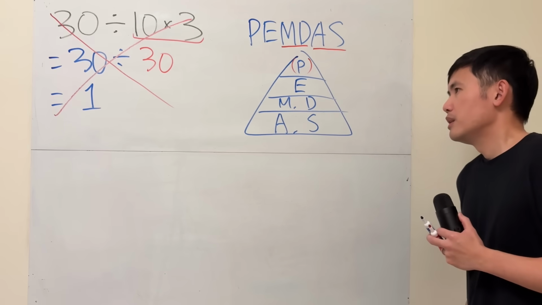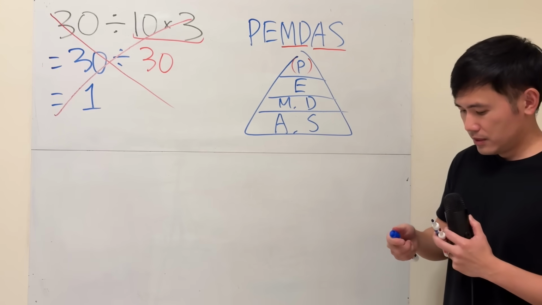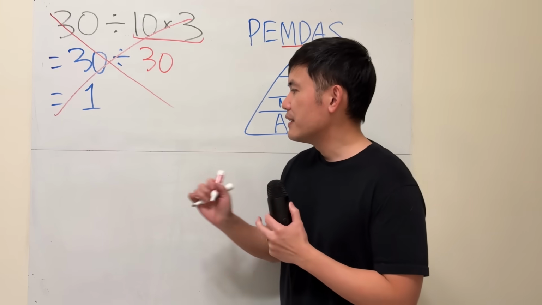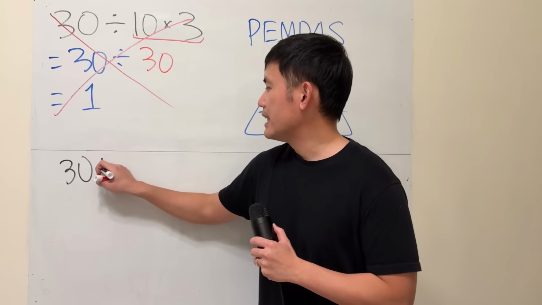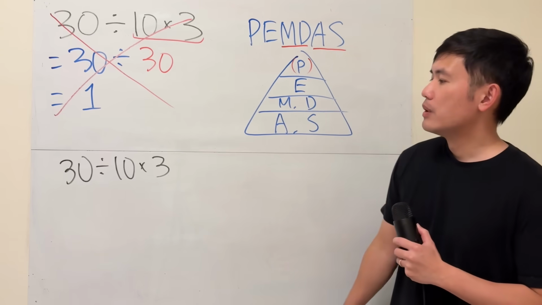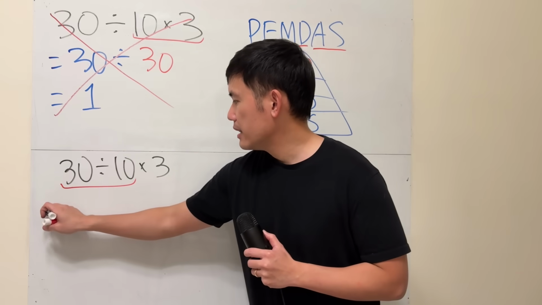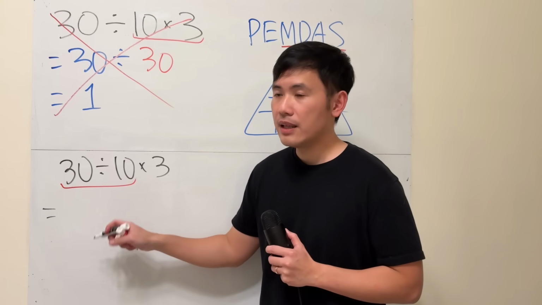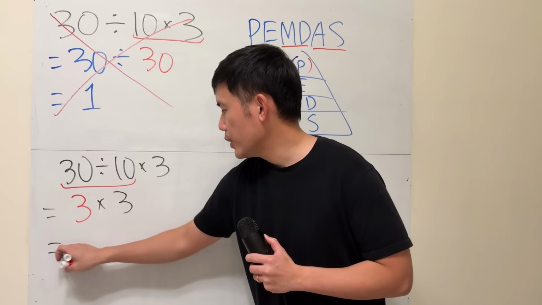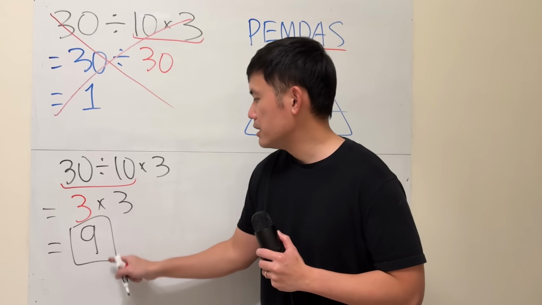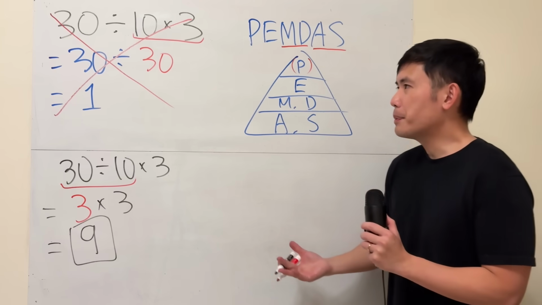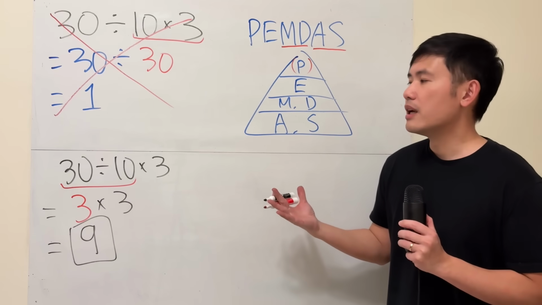So, let me get my black pen. When we have 30 divided by 10 times 3, same level, we have to proceed from left to right. And this right here is 30 divided by 10, which is 3. And then we multiply by 3. And we answer this as 9. And this would be the correct answer for this. Alright? But the main purpose is not about the order of operations today.